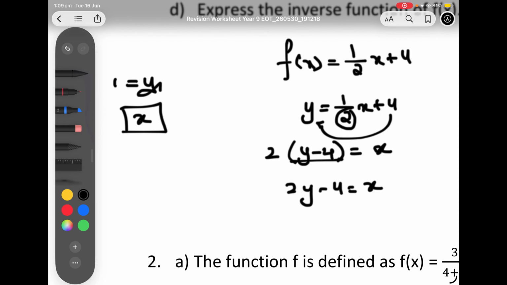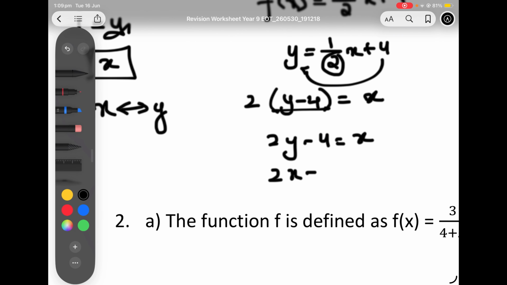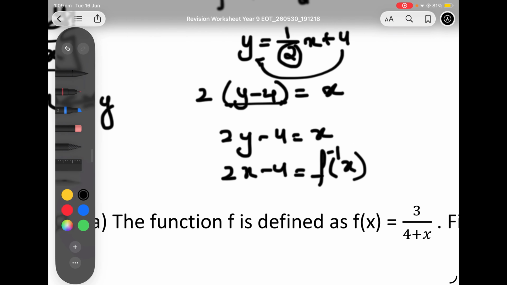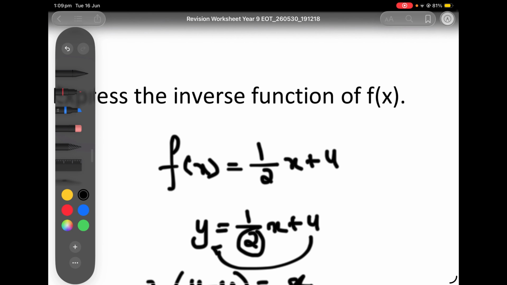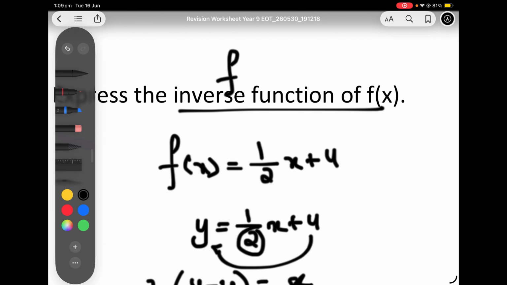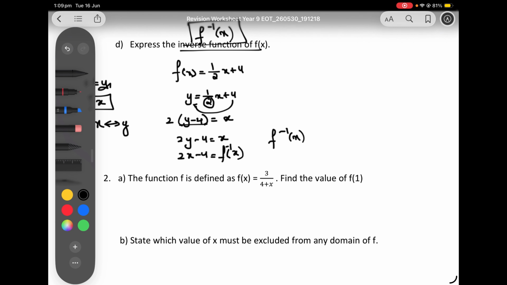Then you change x to y and y to x. So it becomes 2 times x minus 4 is equal to f inverse of x. This is how you denote the function f inverse x. They may give you just, express f inverse of x. This is what they would write and show it to you. So whenever you see this, it means the inverse function is what you have to use.